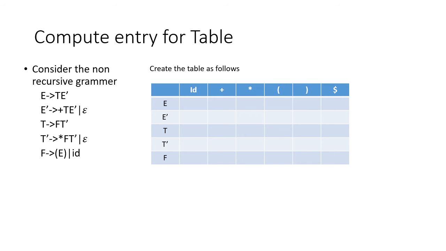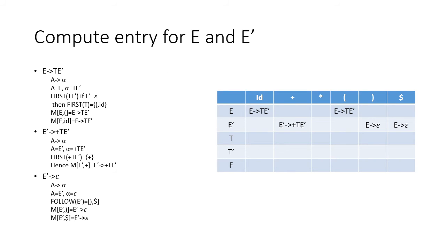Now once we do that, we have to create the table. Now let's look at the grammar. This same grammar, and this is how the table should look. We have E, E dash, T, T dash, F in the rows, and in the column section we have ID, plus, asterisk, opening bracket, closing bracket and dollar. These are all terminal symbols and these are all non-terminal symbols. Now once that is done, let us look at how we calculate it.